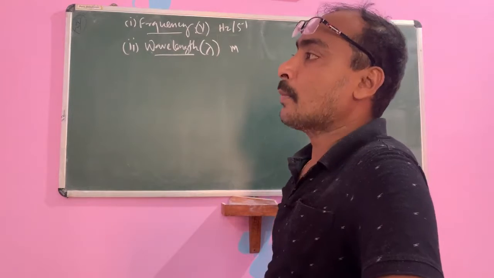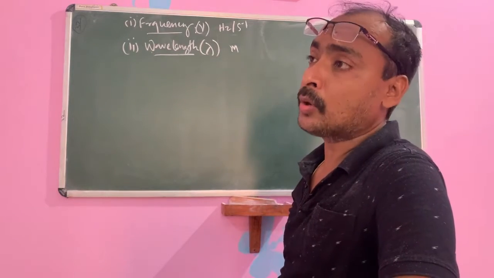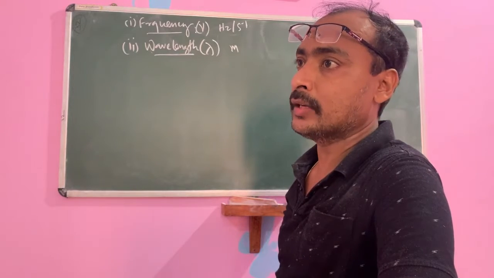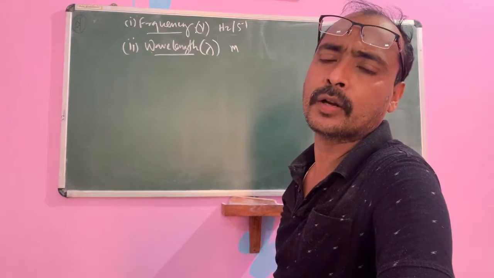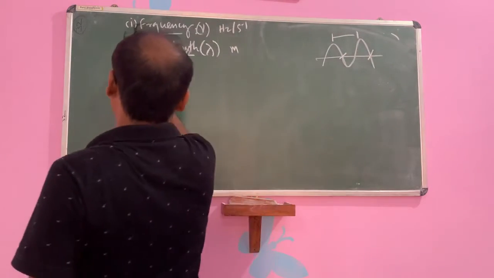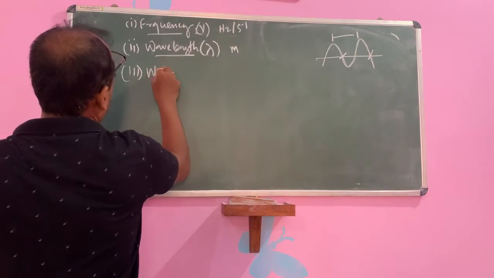Next is the wave number. The number of waves per unit length, the number of waves present in unit length, is the wave number, and the unit is m inverse.